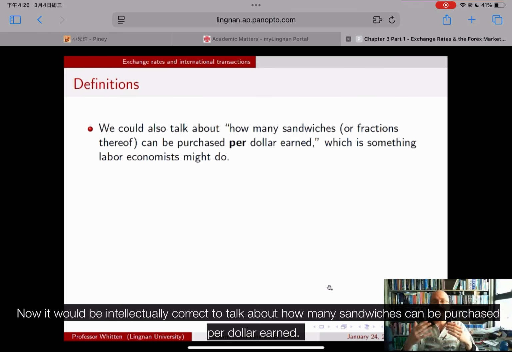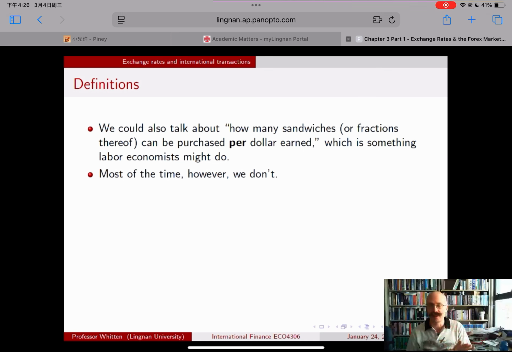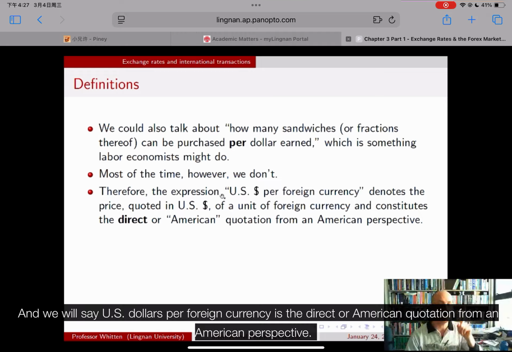Now, it would be intellectually correct to talk about how many sandwiches can be purchased per dollar earned. And if you were studying labor economics, you might very well do this. But normally we don't. So the expression US dollars per foreign currency denotes the price quoted in US dollars of a unit of foreign currency. And we will say US dollars per foreign currency is the direct or American quotation from an American perspective.